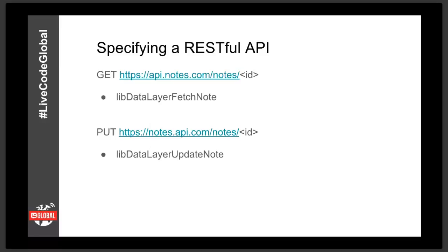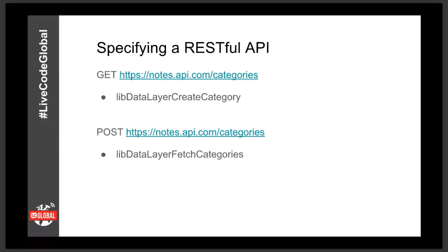And then the final part of our data layer was categories, and that's exactly the same. We have a categories path, and a GET request to /categories gets the categories, and a POST to /categories, well, this time we're posting data into that, so that will create a brand new category. So that's mapped to our data layer fetch category and data layer create category.